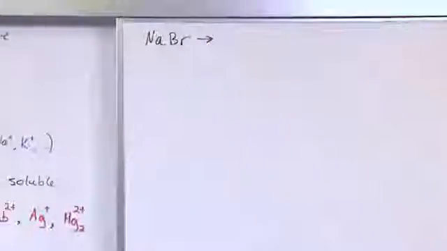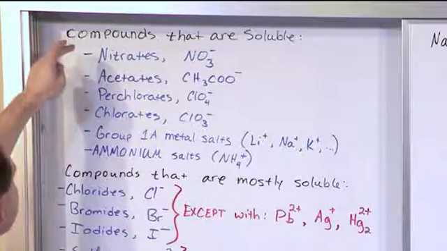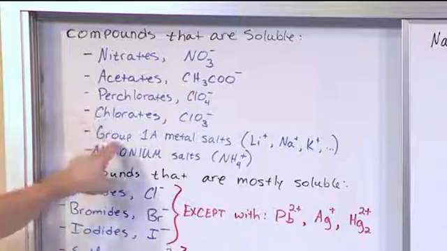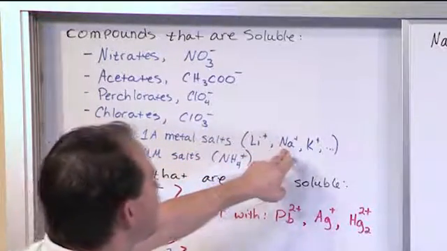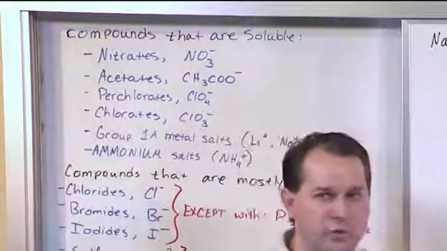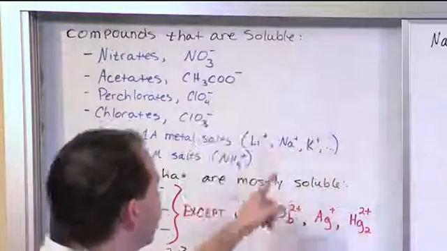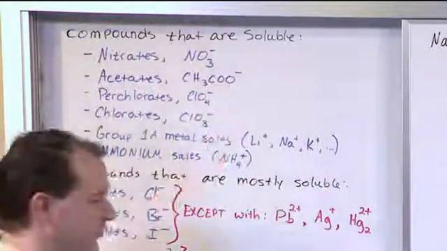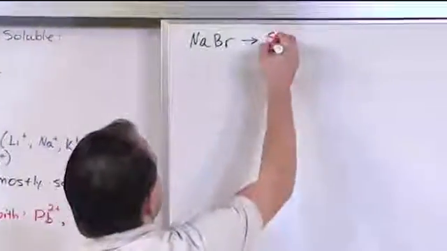Sodium bromide. The way you do it is you go up here and you look for a bromide, or you look for something with sodium. It's not a nitrate, it's not an acetate, it's not a perchlorate, it's not a chlorate. Group 1A metal salts. Sodium is a group 1A. It's combining with bromine, so that's something on the right-hand side of the table, and that's going to form a salt. Sodium bromide then falls into this category right here of something that is soluble. So that's going to be soluble.